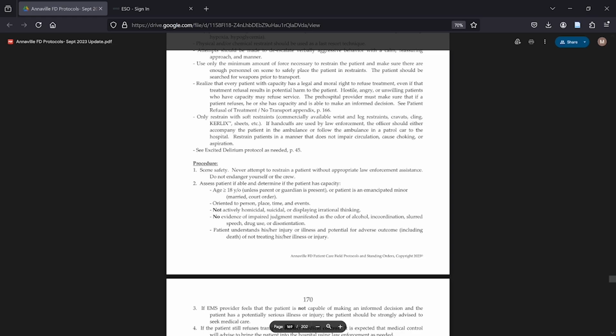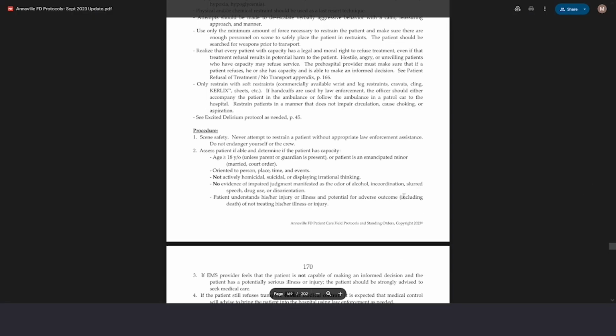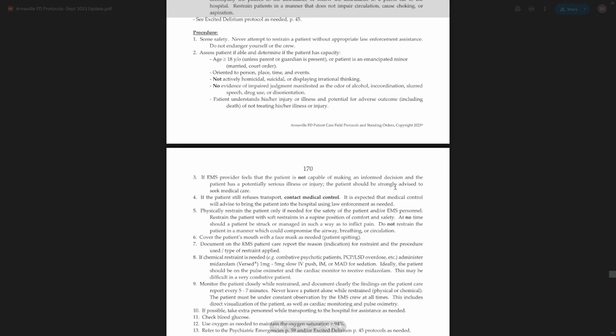Only restrain with soft restraints: commercially available wrist and leg restraints, cravats, cling, curlex, sheets, etc. If handcuffs are used by law enforcement, the officer should either accompany the patient in the ambulance or follow the ambulance in a patrol car to the hospital. Restrain patients in a manner that does not impair circulation, cause choking or aspiration. See excited delirium on page 45. For scene safety, never attempt to restrain a patient without proper law enforcement assistance. Do not endanger yourself or the crew.